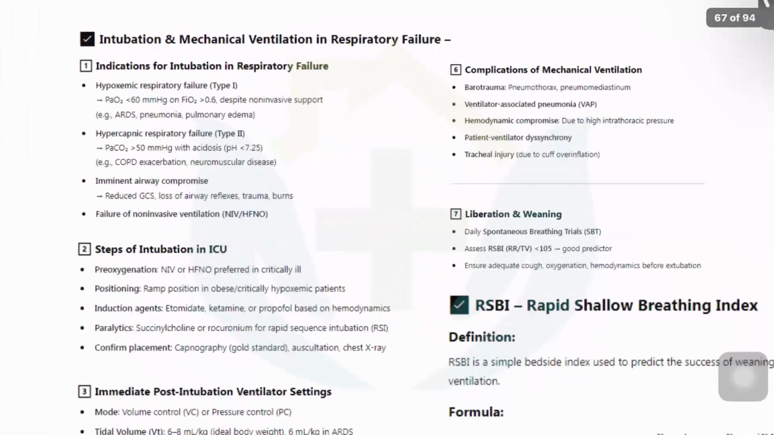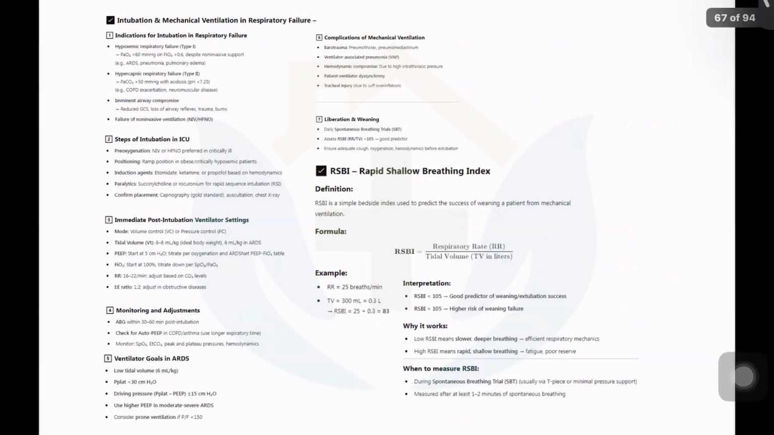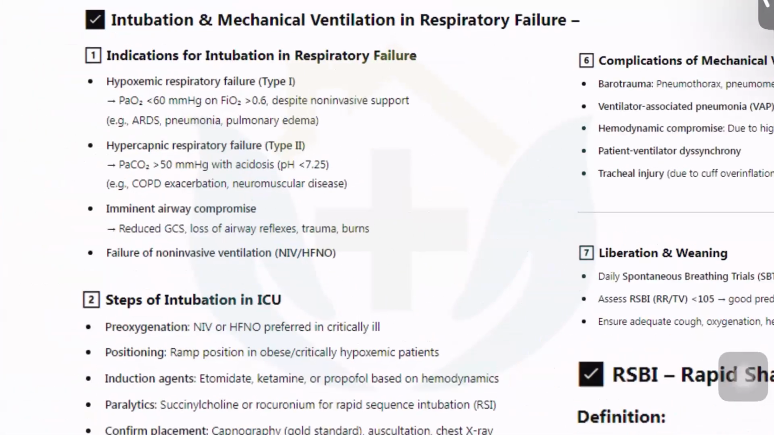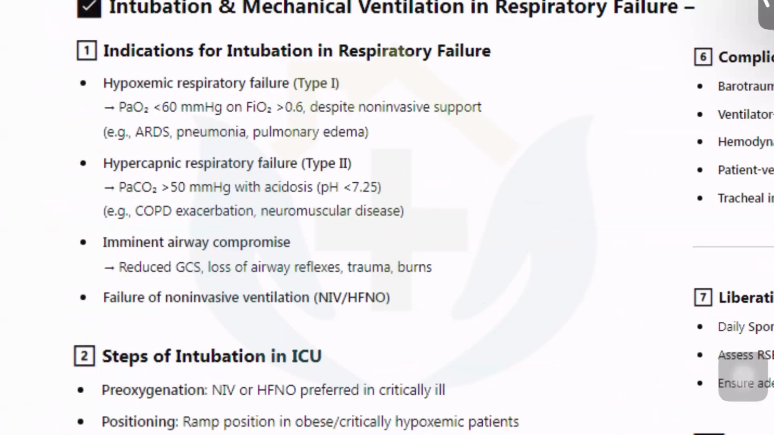Okay. So I have made a very nice one-pager, you can take a snapshot. This is basically when do you intubate a patient of respiratory failure. What are the indications for intubating a patient in respiratory failure? Number one is hypoxic respiratory failure with PaO2 less than 60 despite non-invasive support, for example ARDS, pneumonia, pulmonary edema, worsening situation. Second is hypercapnic respiratory failure: PaCO2 is 50 and above and pH is less than 7.25. Acidosis has entered. Now that acidosis is there, intubate this patient.